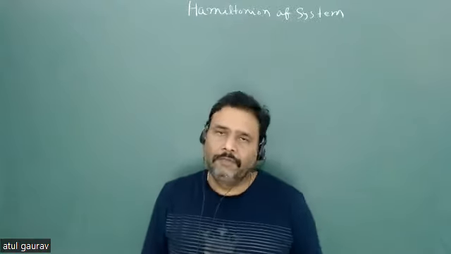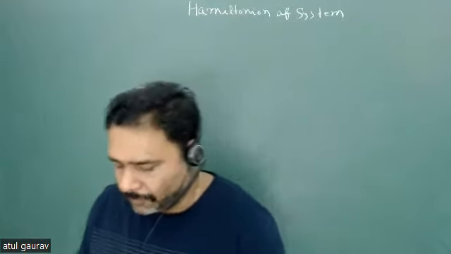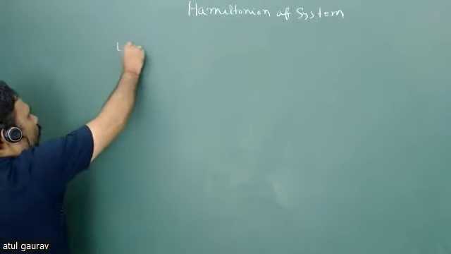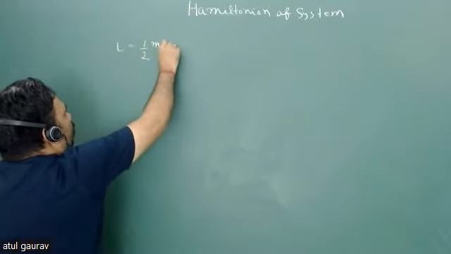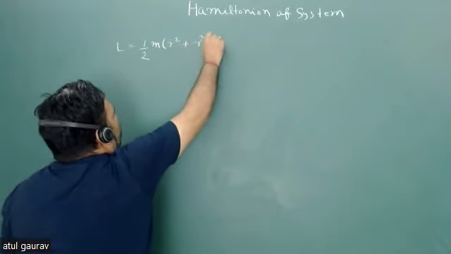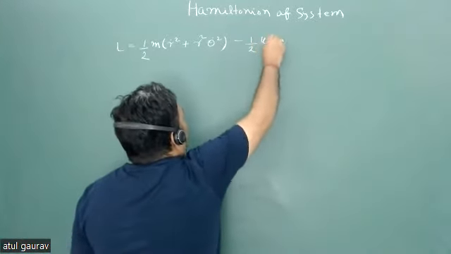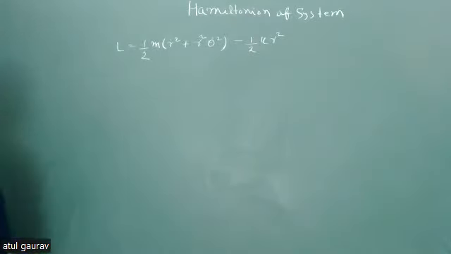And tomorrow's class will again be a combination of Lagrangian and Hamiltonian. So let's go for the first problem. In the last class, I gave you homework. The Lagrangian in polar coordinates is given as half m r dot square plus r square theta dot square, minus half k r square. This is the Lagrangian of our system, and we have to write the Hamiltonian.